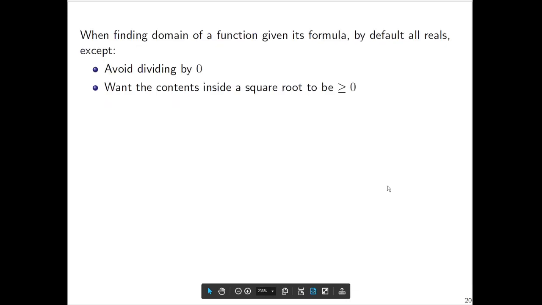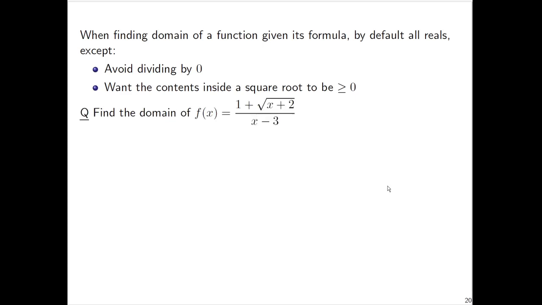Okay, so let's now summarize what we have about finding the domain of a function, because it has changed a little. We've added to the story. So by default, you just get all reals with now 2 exceptions. Our old exception was avoid dividing by 0. The new thing is we want the contents inside a square root to be greater than or equal to 0.